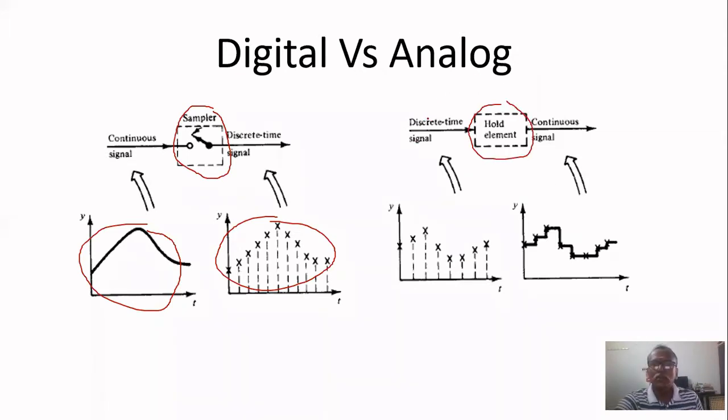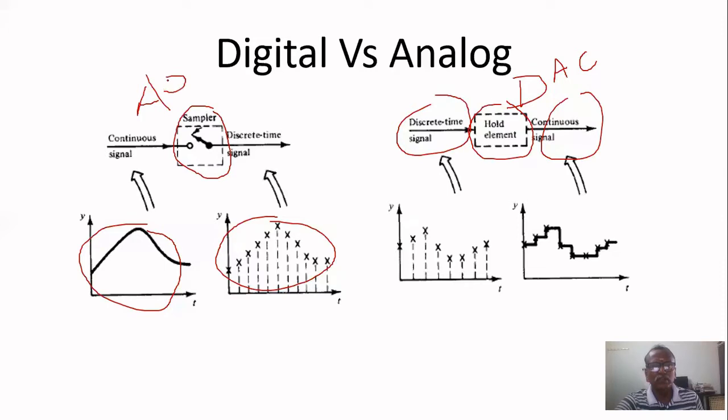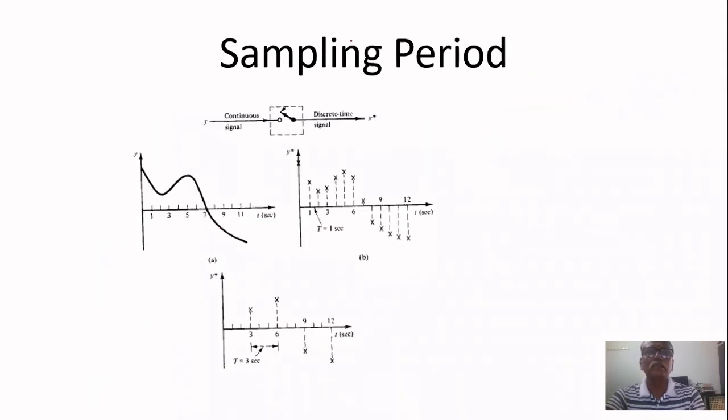This is to convert from a discrete time signal to a continuous time signal. This is about the DAC, and this is about the ADC. The ADC will sample the signal at a particular sampling rate. The sampled value will be held to generate a continuous signal here in the DAC. Sampling period we have seen.